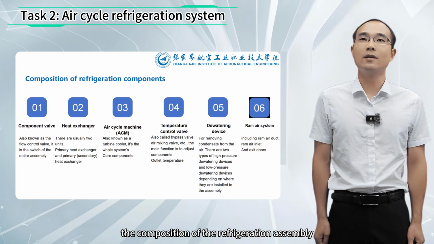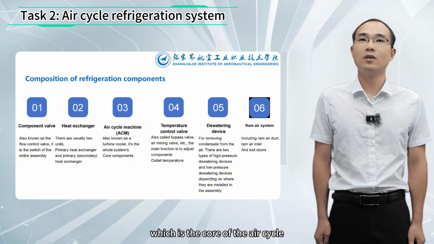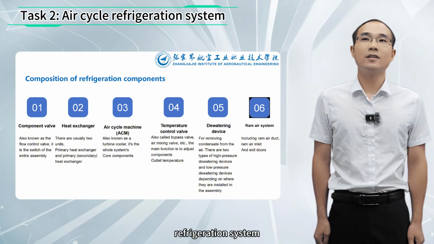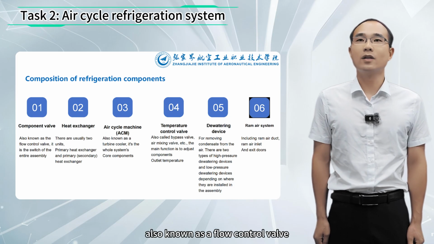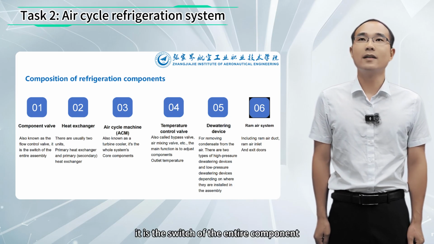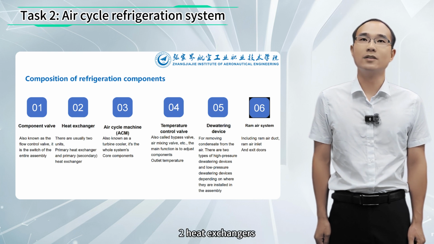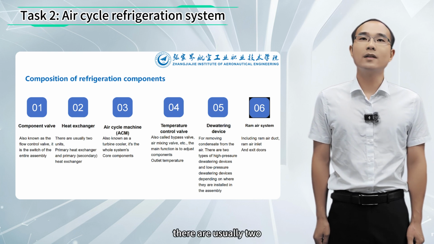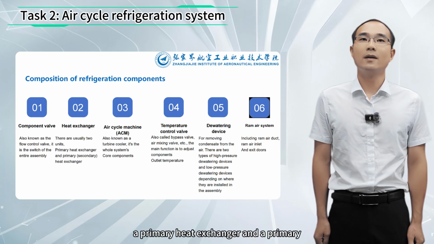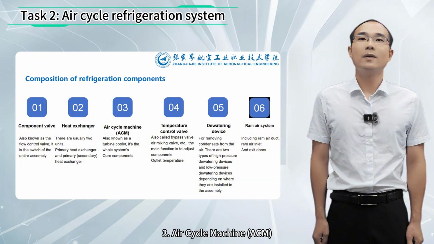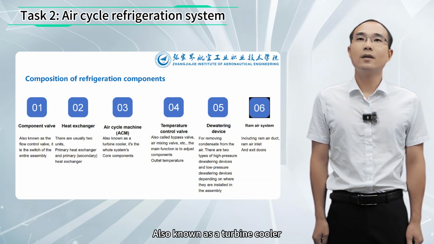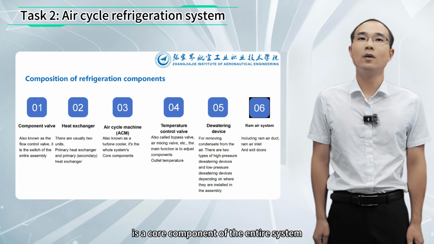The composition of the refrigeration assembly, which is the core of the air cycle refrigeration system, includes: 1. Component valve, also known as a flow control valve. It is the switch of the entire component. 2. Heat exchangers. There are usually two units, a primary heat exchanger and a secondary heat exchanger. 3. Air cycle machine, ACM, also known as a turbine cooler, is a core component of the entire system.